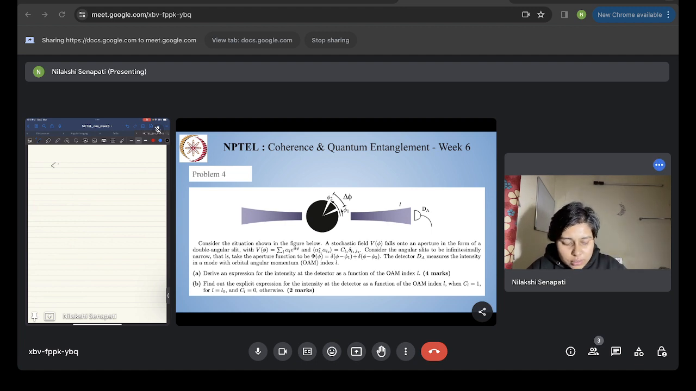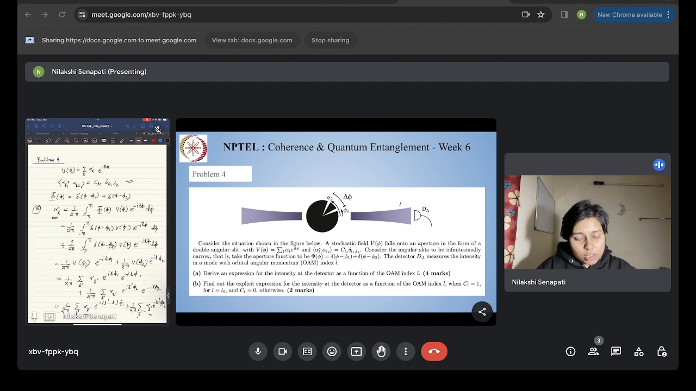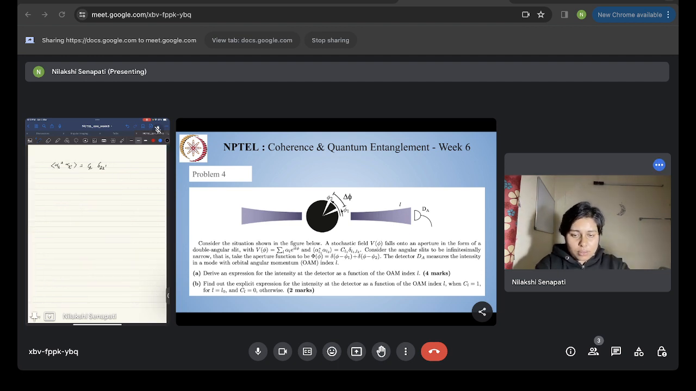Now we are using this alpha L star alpha L dash equal to C L delta L L dash. Why this? Because this thing was given to you in terms of L1 L2, as we are using L and L dash, so we are writing it in L and L dash form. Similar thing. Instead of L and L dash, you can also write in terms of L1 L2. Whereas alpha L square equal to alpha L star alpha L. This can be written like this.